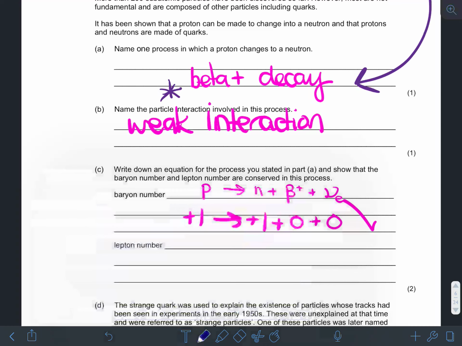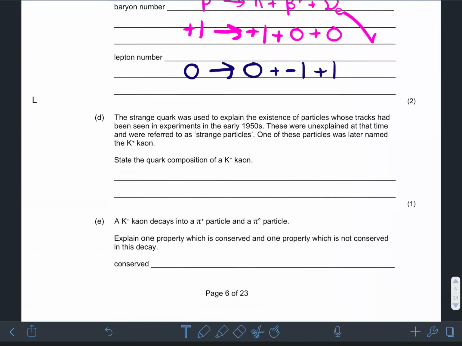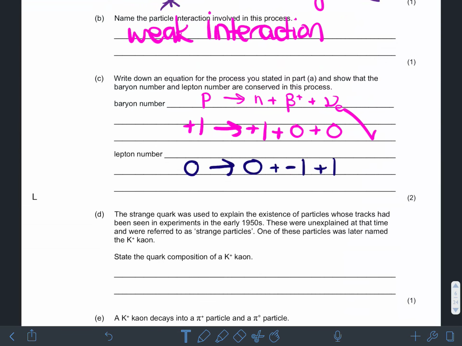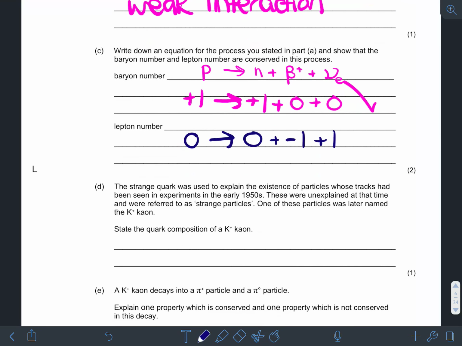So lepton number, proton lepton number is 0. Neutron lepton number is 0. Beta plus is an antiparticle. Remember, it is an anti-electron. So this is -1. And the electron neutrino has +1. So we've got 0 is equal to 0, -1 plus 1, which again is fine.